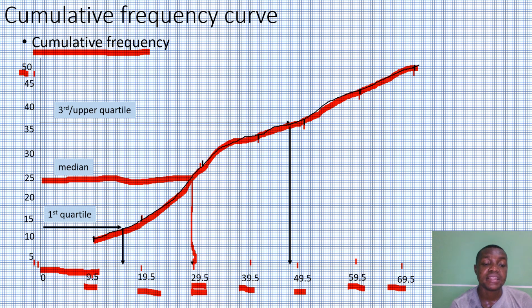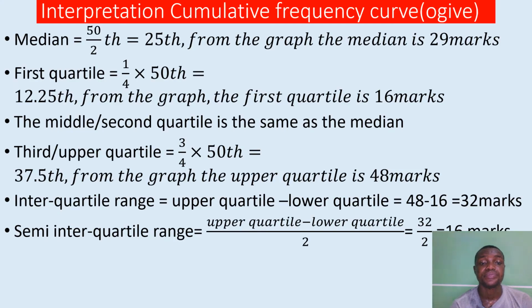The first quarter means out of 4, so 1 over 4 times sigma f position. Then come and read. The upper quarter is 3 over 4 times sigma f position. Let's check that. The median is the middle number. Middle means half, so 50 over 2 position, you get the 25th position. Then read from the graph, the median will be 29 marks.